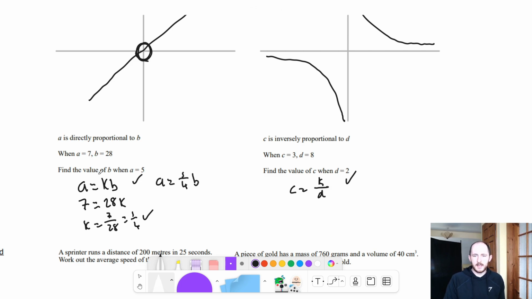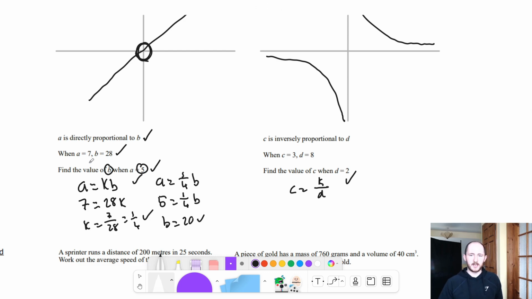The last mark is to find what B is when A is equal to 5. So sub in A is equal to 5, A is equal to a quarter B, times both sides by 4, B is equal to 20, third mark. Just writing this first line gives you a mark. Then working out K is just solving a linear equation, 2 marks. Then subbing in the last value, 3 marks. So you're literally reading this like a book. I've used this first piece of information for the first mark. I use the second piece of information for the second mark. Third piece for the third.